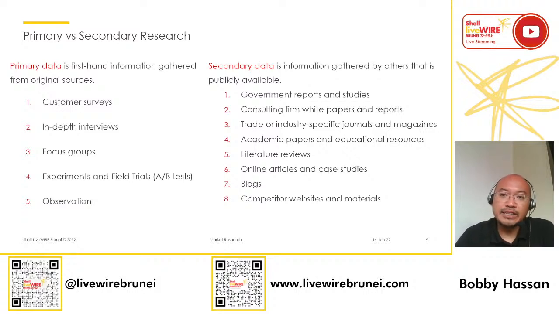And then we have secondary data, which is information gathered by others that is publicly available. So government reports and studies, they usually publish their yearly annual statistics. Consulting firms, trade or industry-specific journals or magazines, academic papers. In Brunei, there's not a lot, but there are a few institutions like CSPS that publish some of this information. And then literature reviews, online articles, case studies, blogs, and company websites and materials. Your competitors might have their own research, so you can easily just copy-paste their research. But of course, give credit where credit is due.